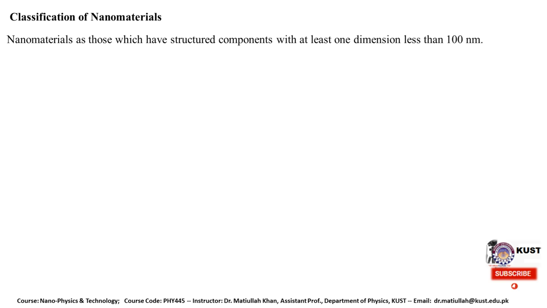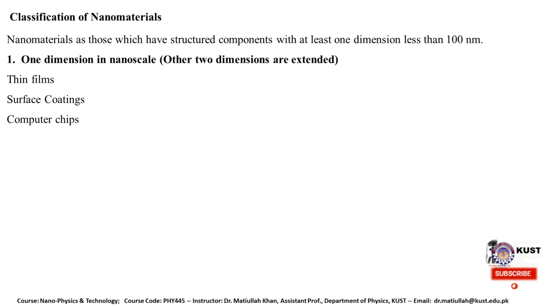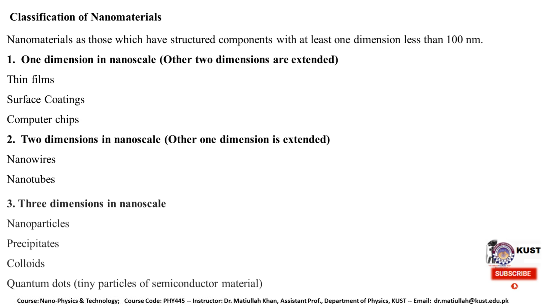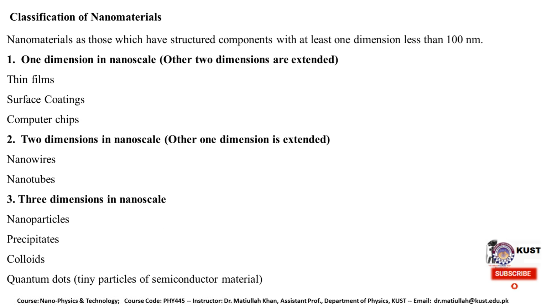So how can we classify nanomaterials into different categories? Nanomaterials are those which have structural components with at least one dimension less than 100 nanometers. The first is one dimension in nanoscale, which are thin films, surface coatings and computer chips. The other is two dimensions in nanoscale, which are nanowires and nanotubes. The third is three dimensions in nanoscale, which are nanoparticles, precipitates, colloids and quantum dots.